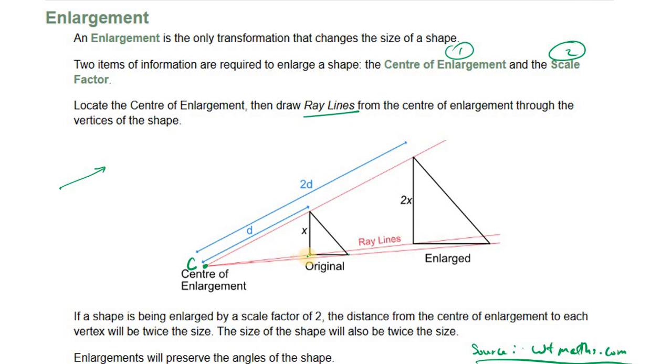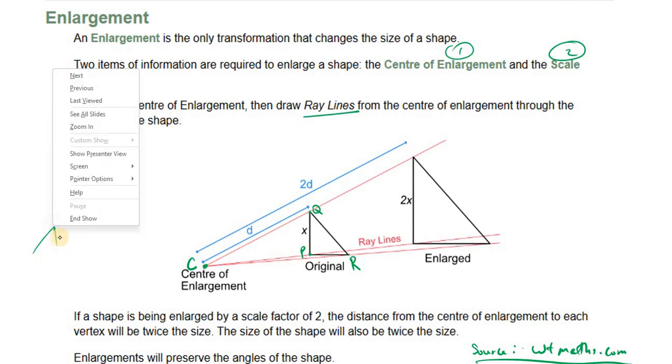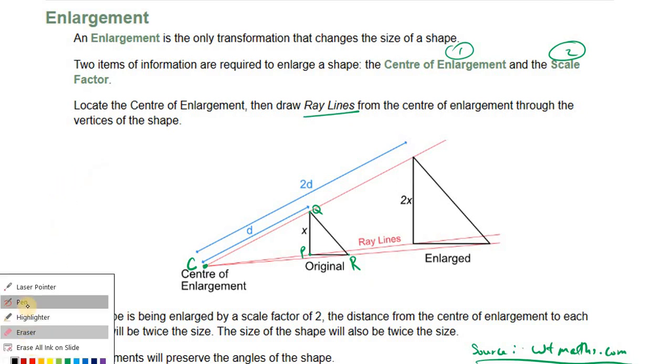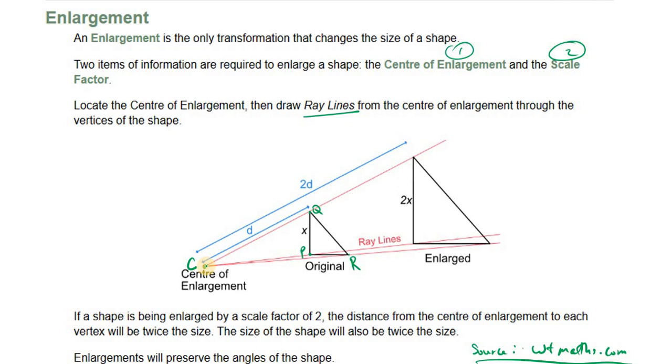So let's label them. Let's call this vertex P, this one vertex Q, and this vertex R. So these are the vertices. A vertex is simply where two straight lines meet at a point. This point here is called a vertex. And of course, once you have a vertex, you have an angle. But we're focusing on the vertices for now. So we draw a straight line from the center of enlargement through each vertex. As you can see, these red lines go through the three vertices of triangle PQR.